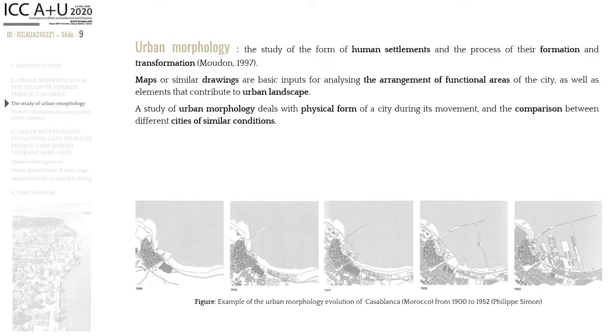A study of urban morphology deals with the physical form of a city during its movement and the comparison between different cities of similar condition. Moreover, this subfield studies the impact between the social form and the physical layout of a city in a dual-way mutual relationship.